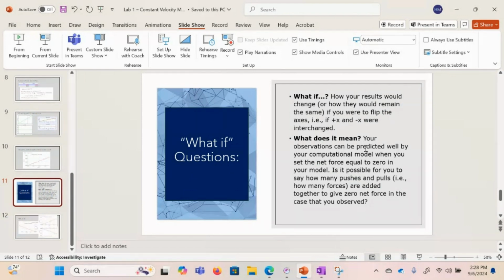To answer this "what does it mean" question, I will say no, because everything exerts a gravitational pull on each other, no matter the distance and strength of the force. So we cannot accurately calculate the number of pushes and pulls unless there's some special lab to make the net force truly zero. And since this is just a regular lab, we can only assume the net force is zero, but there are so many things affecting the force. Thank you for watching.